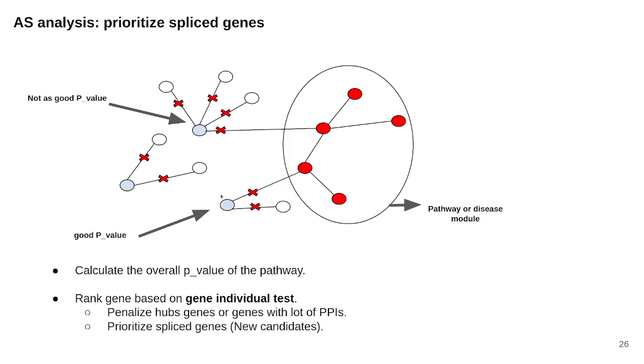But you also know that sometimes you have hubs that could be connected to a network just by chance, and you also want to prioritize some of these events, right? So for example, this event looks more significantly affecting this pathway than this gene over here. So we also run a similar test at gene level, just for prioritizing the events that are affecting the pathway.